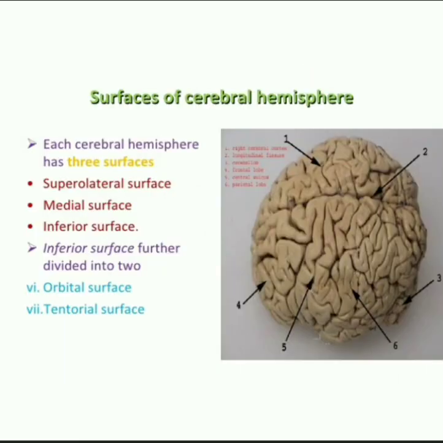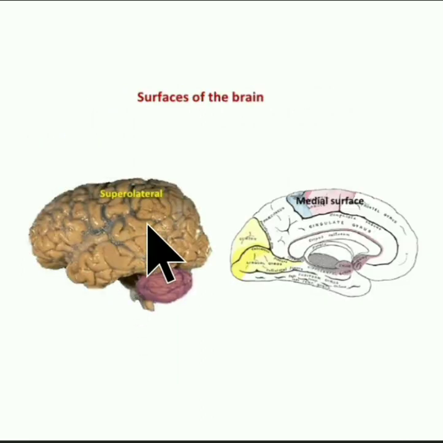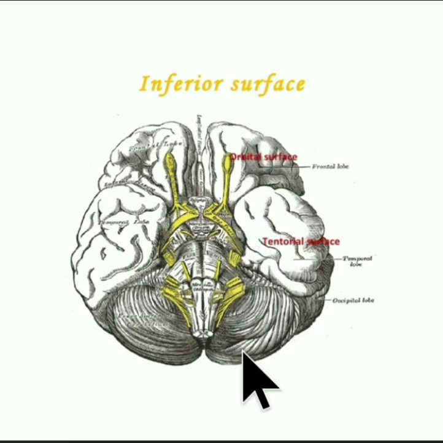External features of the cerebral hemisphere. Each cerebral hemisphere consists of three surfaces: the superolateral surface, the medial surface, and the inferior surface. The inferior surface is divided into the orbital surface and the tentorial surface.